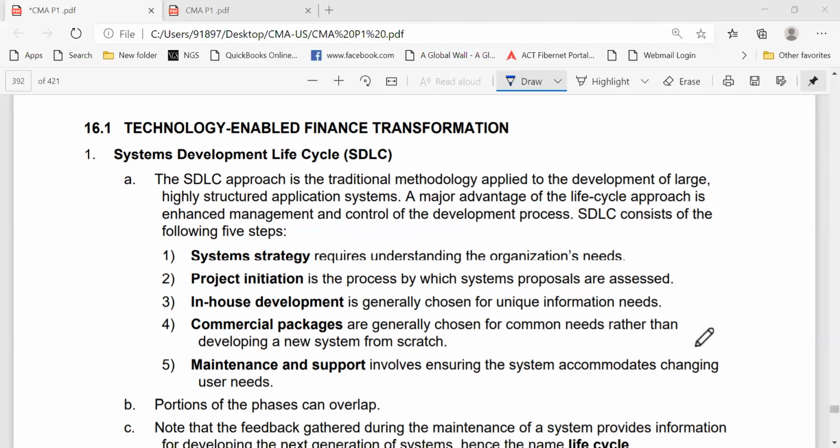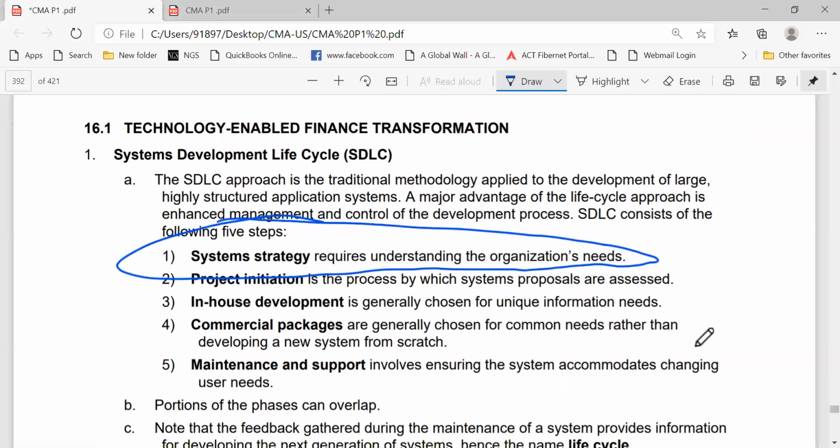Now, when classes are going to be online, the systems which they were having previously, in the sense, the process of working, had to be changed. Now, when the process of working had to be changed, then a new system was required to be implemented. That is nothing but system strategy, which requires understanding the organization's needs. Now, what was the need of the organization? That they should be enabled to take online classes so that the organization runs.